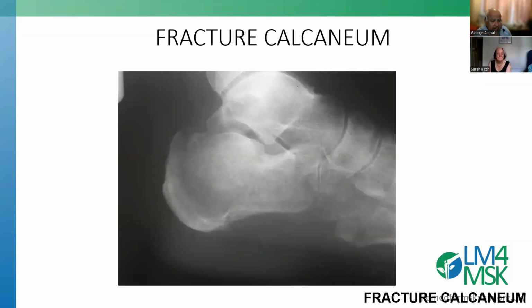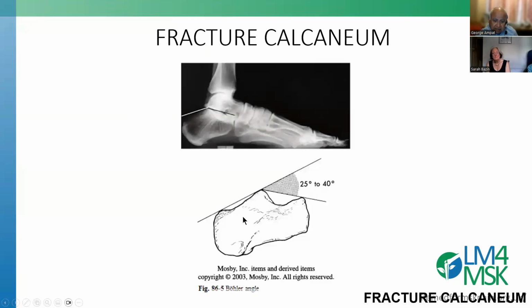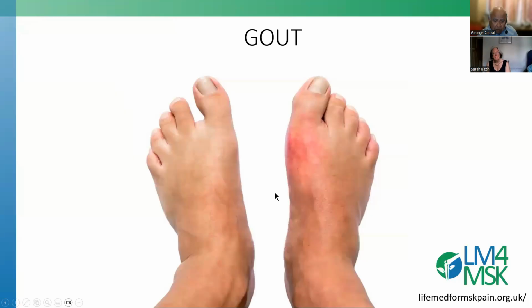Here is a fracture of the calcaneum. Falling from a height, you can damage the calcaneum. It's not clearly seen on this X-ray, but we can know it because the Bohler angle is changed. This is the Bohler angle. So there's an angle through the joint and the angle to the tuber. That should be 40 degrees, and that has decreased. This is the normal angle, 25 to 40 degrees. But if that decreases, then you know. And a CT scan will show us there is a fracture of the calcaneum. Again, it can be treated non-operatively.